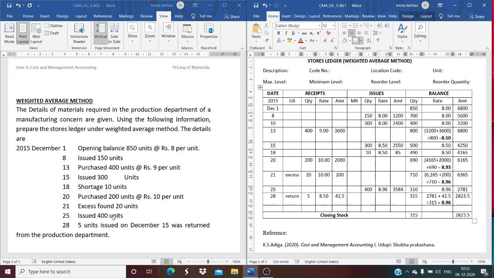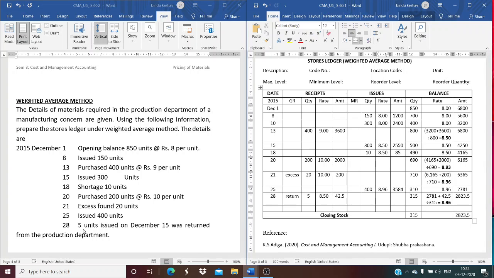And on 25th, 400 units are issued at the weighted average price of 8.96. So 400 units at 8.96 is 3,584. The balance is 710 minus 400, 310 units. 2,781 is the value, and the weighted average price is 8.96.